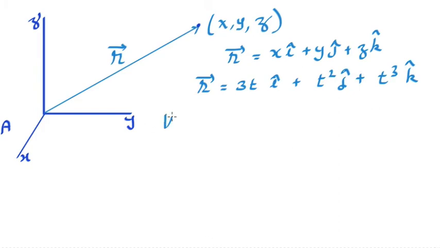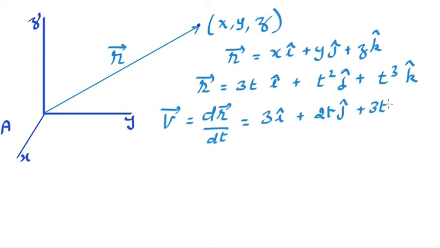Its velocity at any instant of time is defined as rate of change of the position, in other words, rate of change of the position vector. And for our example, this becomes, differentiate this with respect to time, and keep in mind that the vectors i, j and k, the three unit vectors, they are not changing with time. They are constants. So it becomes 3i cap plus 2t j cap plus 3t squared k cap.